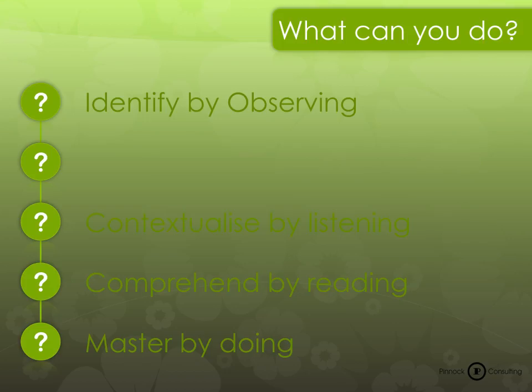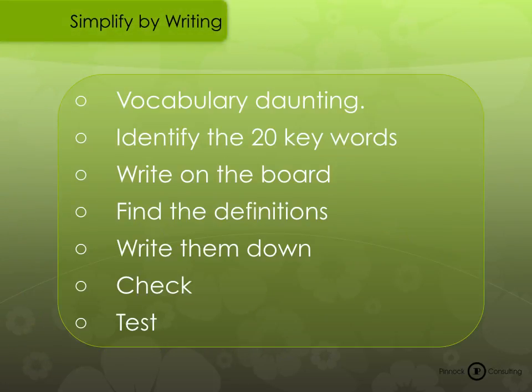The next strategy, simplify by writing. You'll find that often learners don't understand the topics because they find the vocabulary really daunting. What helps is often to identify 20 keywords that are used in the section of work. Write these lists on the board. Get the learners then to go and look for their own definitions and write them down next to each of the words. You need to check that they're correct and then test the learners on them. And by doing this, they have a better grasp of the vocabulary and maybe will understand the concepts better.